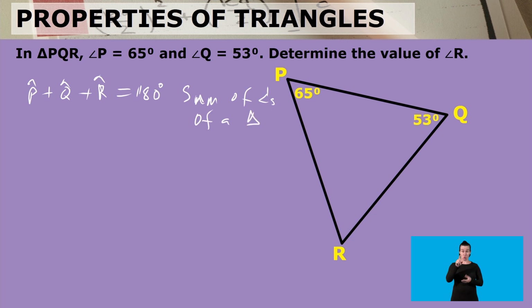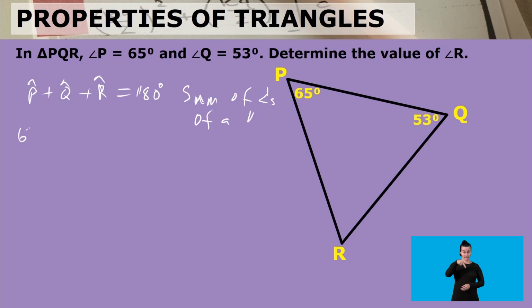Remember, when you write a statement, you need to support it with a reason, so that it shows that you are doing this because you know this is the reason why you are doing that. So now that we have been given angle P as 65 degrees plus angle Q as 53 degrees, and angle R is what we are looking for, which equals 180 degrees. 65 plus 53 gives us 118. 118 degrees plus angle R equals 180.